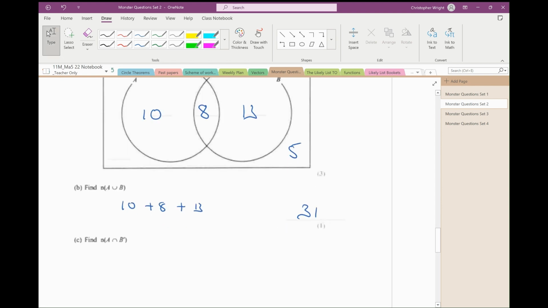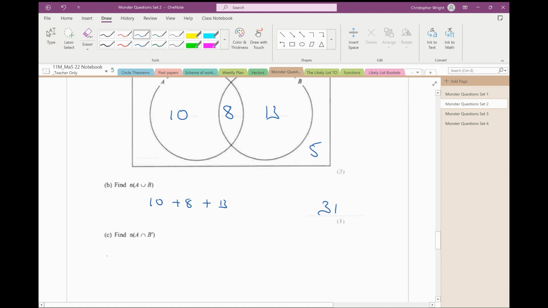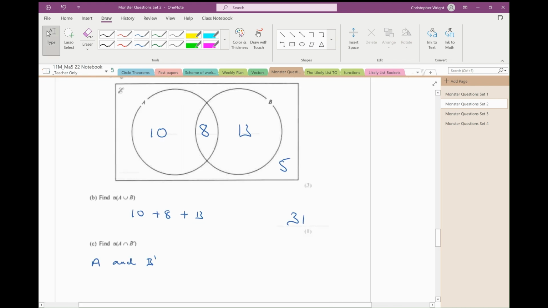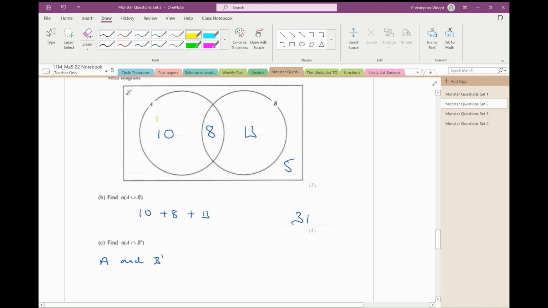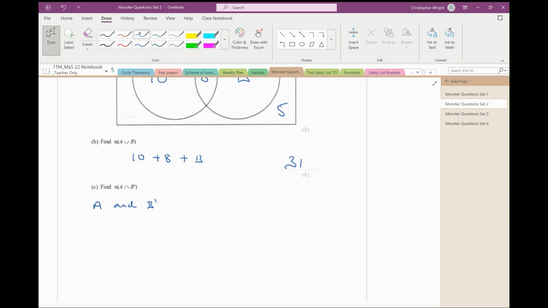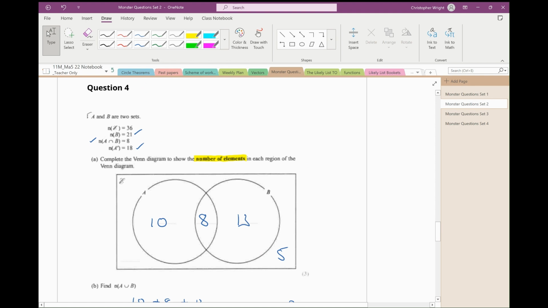Right, find the number of elements which are in A and not in B. So they've got to fulfill both of those criteria. They're going to have to be in A, so they have to be those ones, but they also have to be not in B. Well, these 8 are in B, aren't they? So I'm just left with 10 elements in answer to that question. And that is question 4 done.